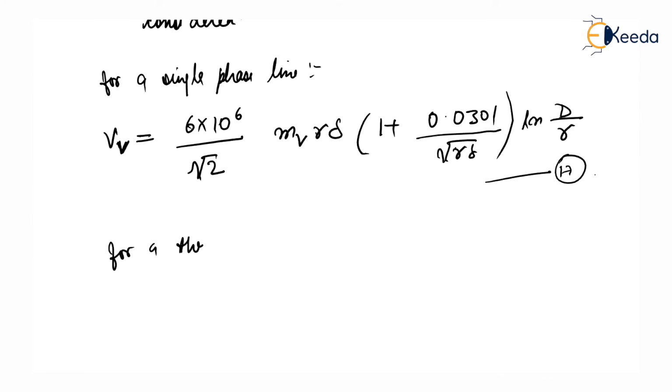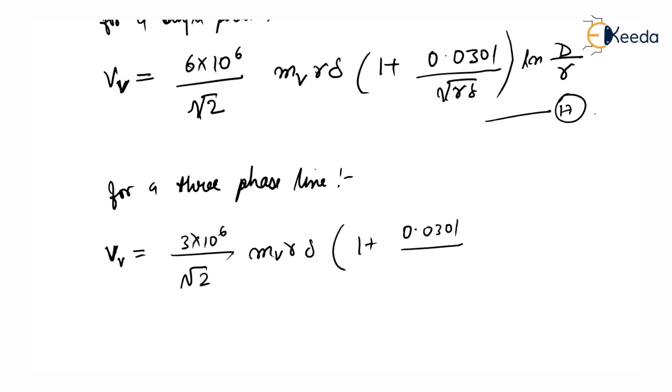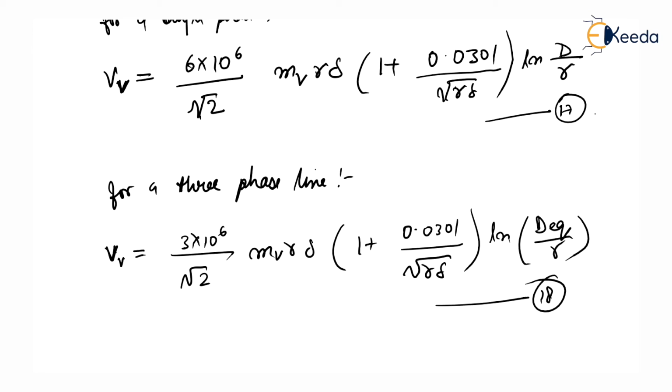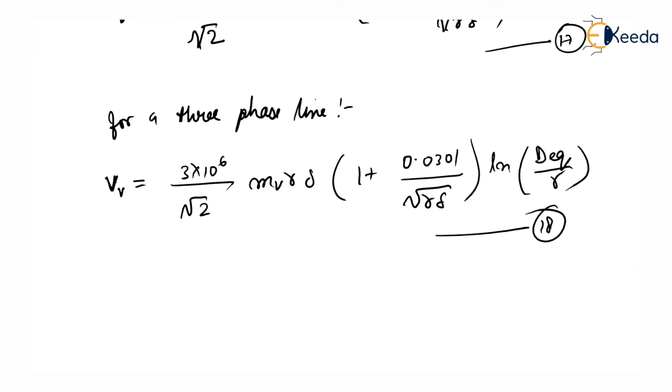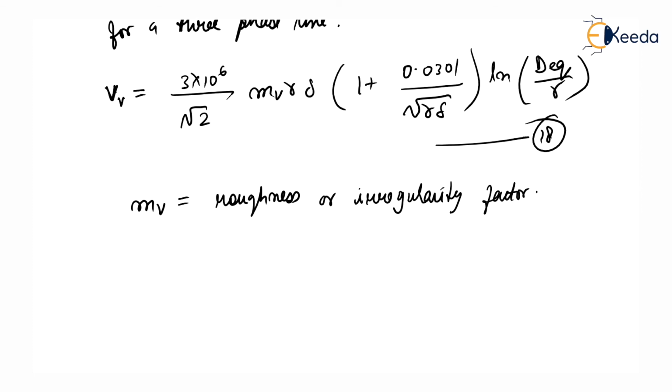And for three phase line, visual critical voltage VV is equal to 3 into 10 to the power 6 by root 2 MV R delta into 1 plus 0.0301 by root R delta, into log D equivalent by R. This is equation number 18, where MV is the roughness or irregularity factor.